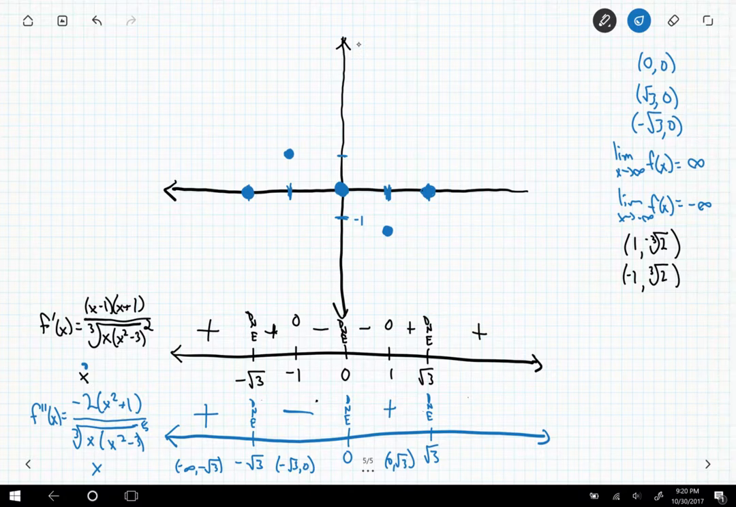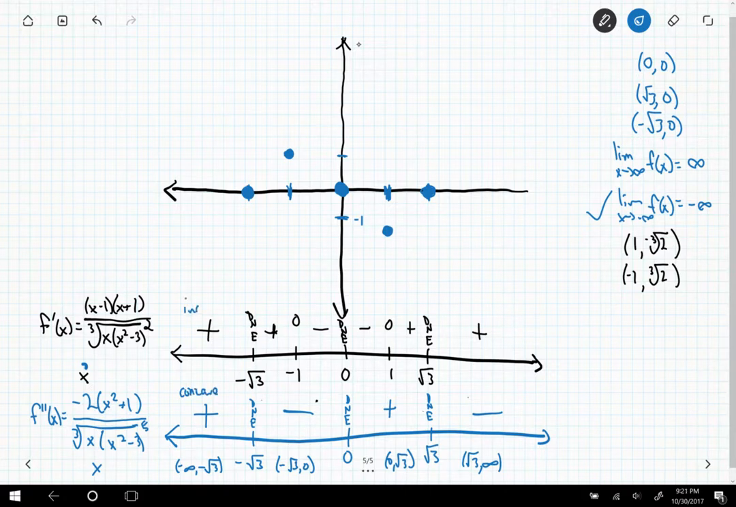So last but certainly not least, let's go from square root of 3 to infinity. What happens? Pick, say, 10. Top is negative. Both parts in the bottom are positive, so that thing is negative, meaning concave down, like a frown. So we are ready to draw this thing. Remember, first bit, limit as x approaches negative infinity is negative infinity. So we got to start from way down here. This is saying concave up.